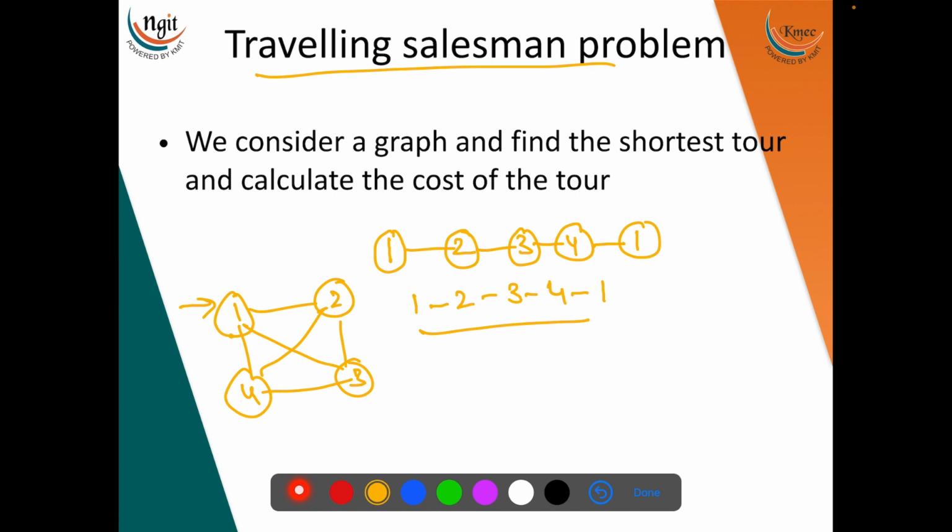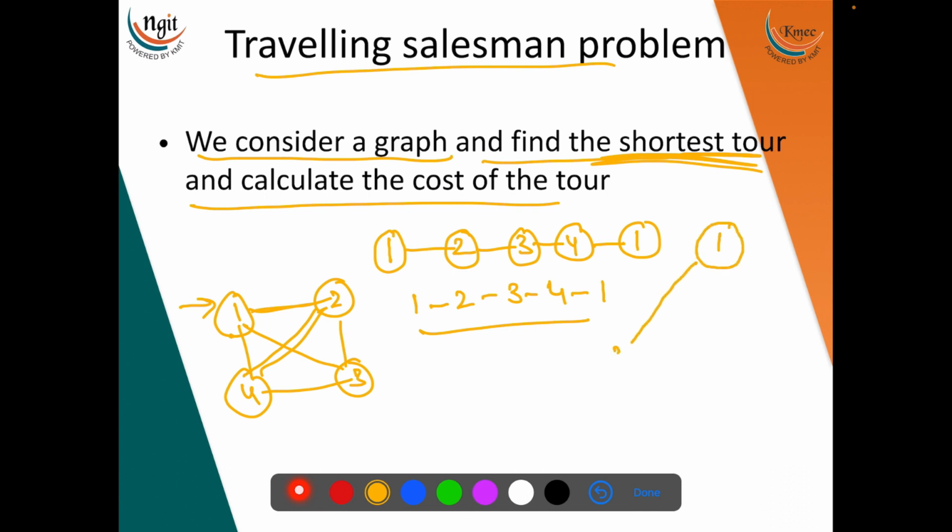The objective of the traveling salesman problem using the branch and bound technique is to consider a graph, find the shortest tour and calculate the cost of the tour. We have to find the shortest route that goes through all the vertices once and returns to the starting vertex. To explore this problem, we'll take a state space tree. What is a state space tree? Let us see that he started his journey with vertex 1. Now he can go to the second vertex, he can also visit the third, or he can visit the fourth directly.